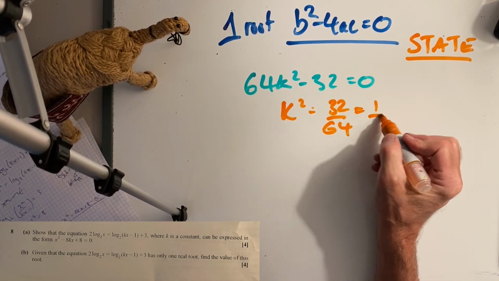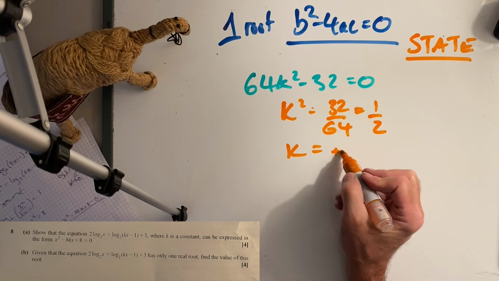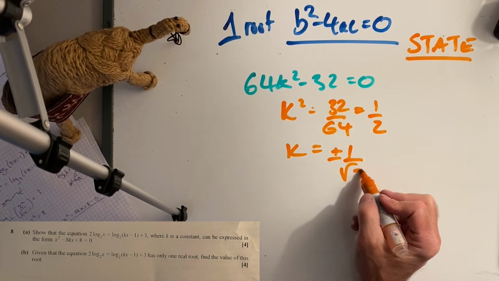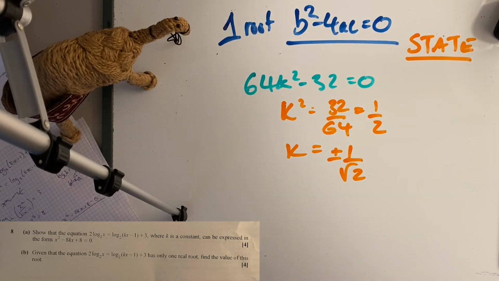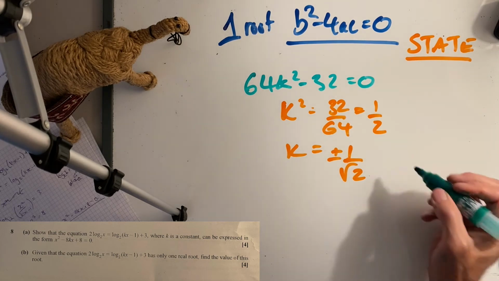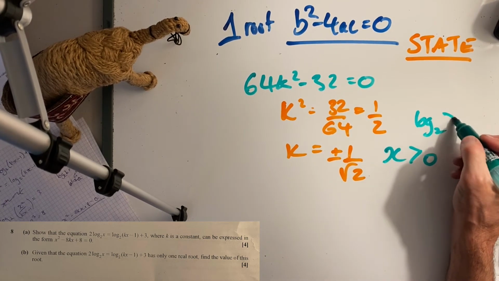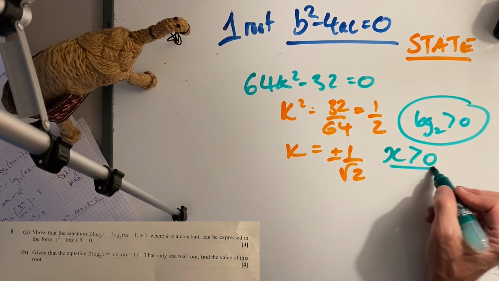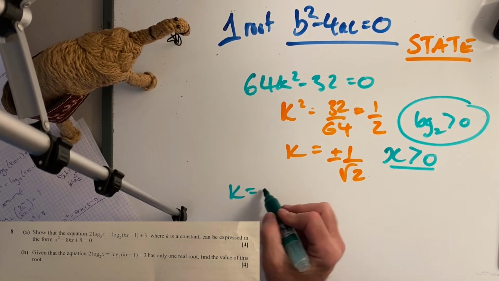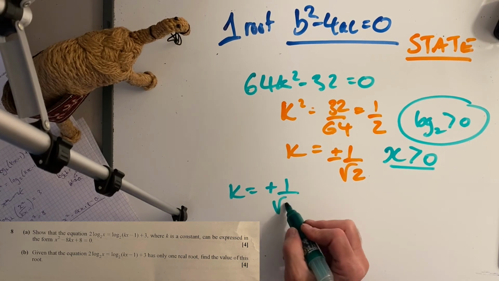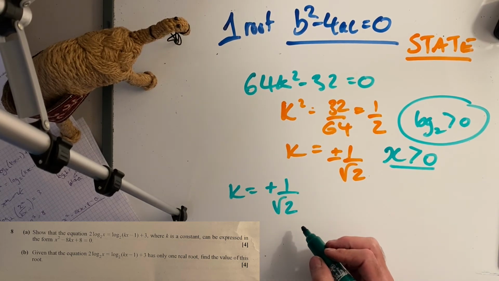And then tidying that, you can see k squared equals a half, so k is plus or minus 1 over root 2. Just be careful about that. Use your calculator if you need to. Now, we know that for logs, the argument has to be above 0, so it can't be minus 1 over root 2. It's going to have to be 1 over root 2.